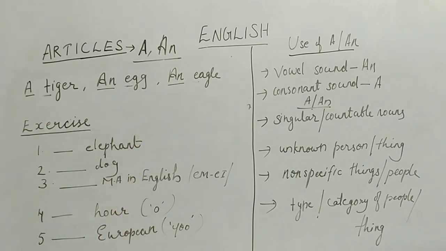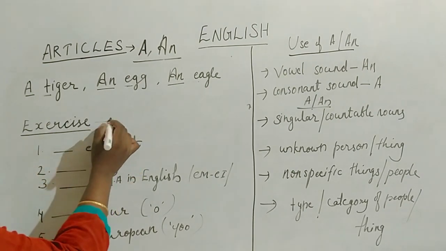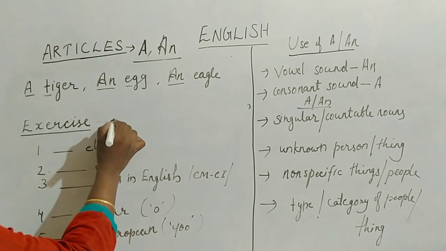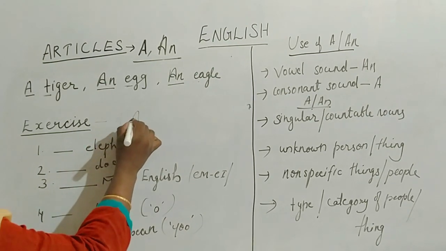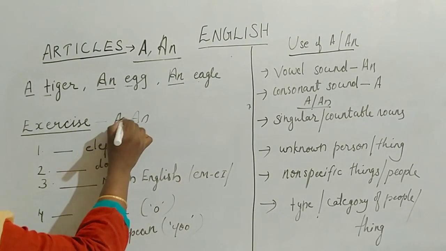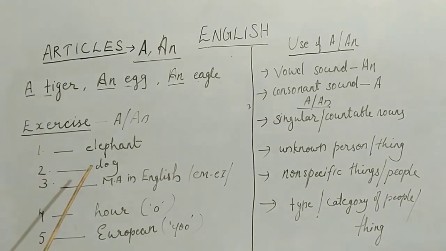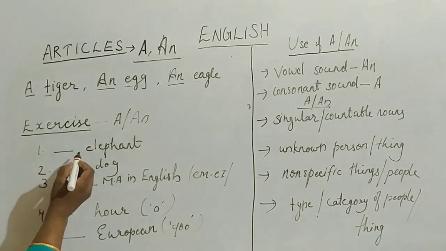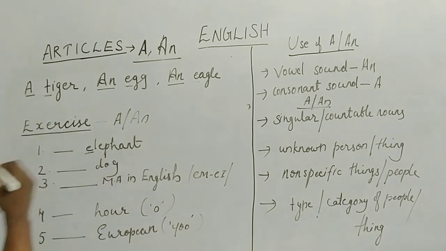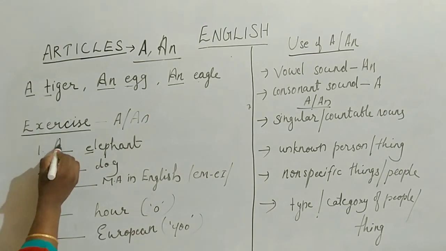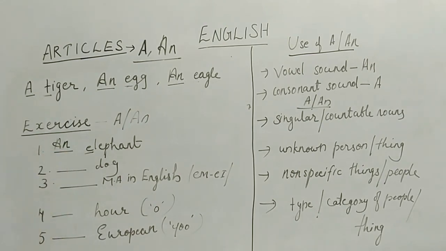Here we are going with the first exercise. How we have to use a or an. First one, elephant. Dear students, please check. Here the beginning sound is a. It's a vowel letter. Sound is a. So we can use here an elephant.